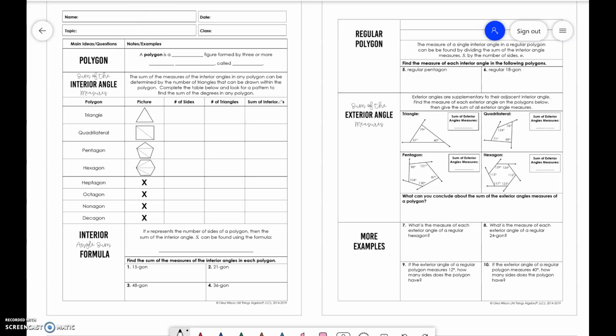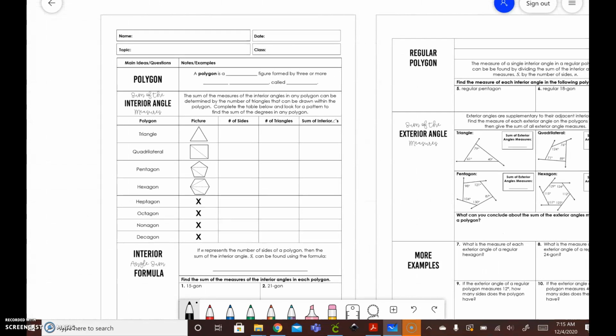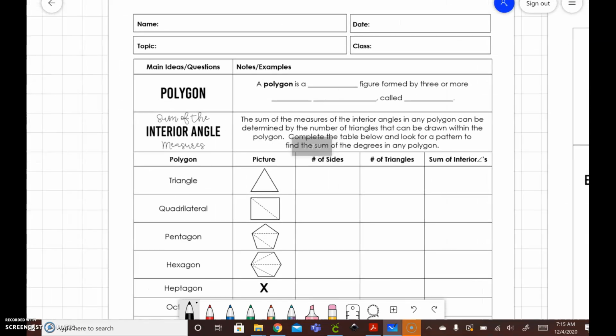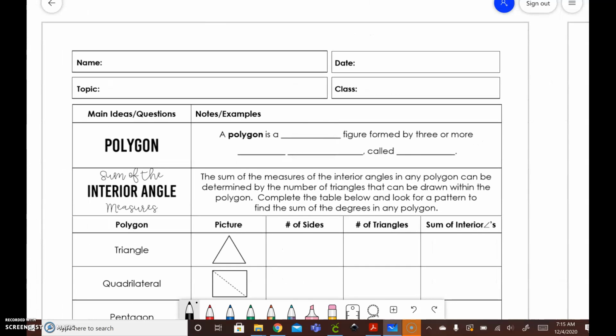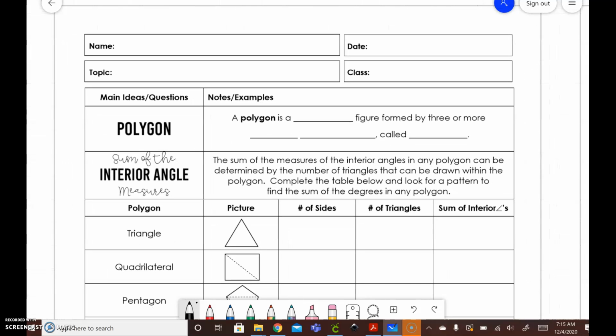All right, hey everybody. I'm going to do notes starting for Unit 7, polygons. So first we're going to classify what a polygon is. Make sure you have these two pieces of paper. It goes along with our PDF for this unit, okay?